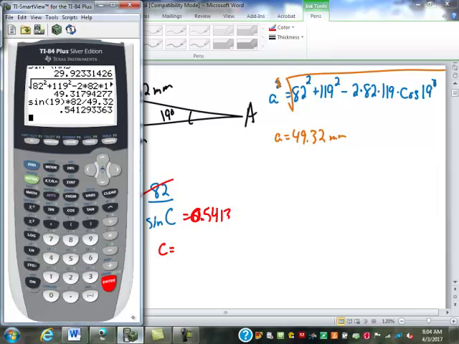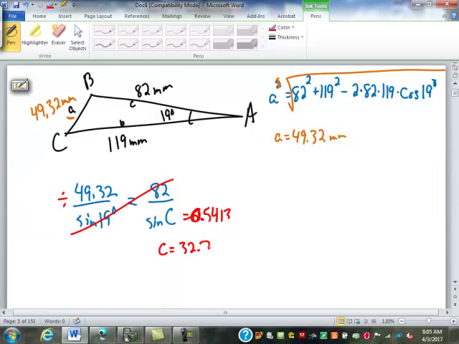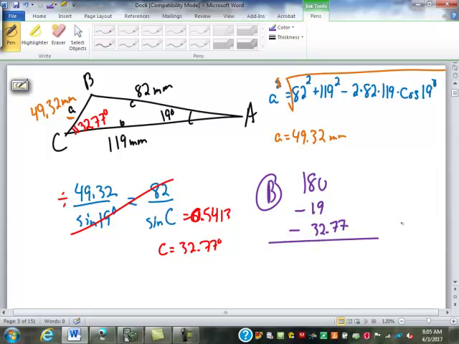So then we do inverse sine of that. 32.77 degrees. Angle C here is 32.77 degrees. So then angle B is 180 minus the 19 minus the 32.77. 128.23 degrees. What do you think?